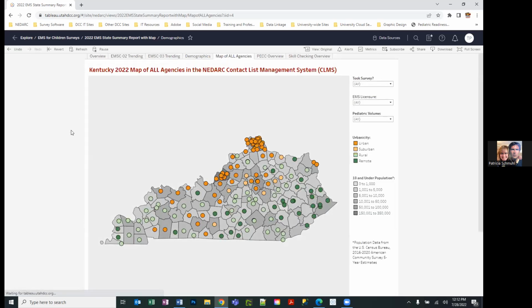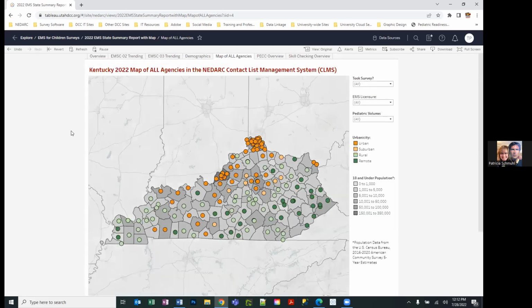We did add a map of all agencies this year. So this is a little bit of difference that we've done in order to give you more information. So we took all of your agencies in the contact list system, and what the NEDARC team did, the entire team, because we're talking 16,000 agencies, is we went through that list and we really tried to look for an actual address instead of a PO box to make sure it could be plotted as accurately as possible on your map, and also coded in the urbanicity as correctly as possible. So I applaud the team for doing all of that work.